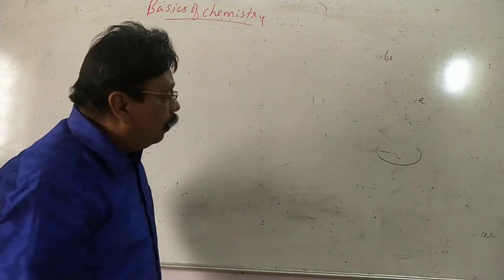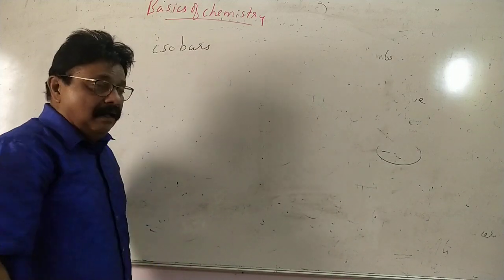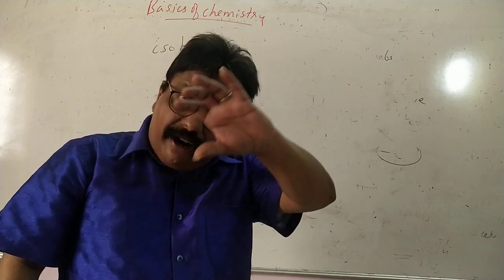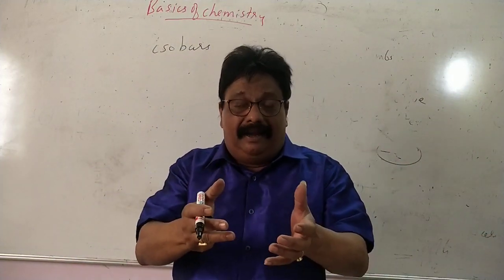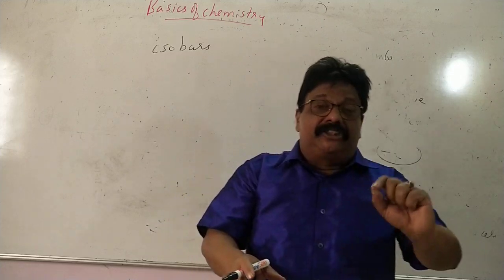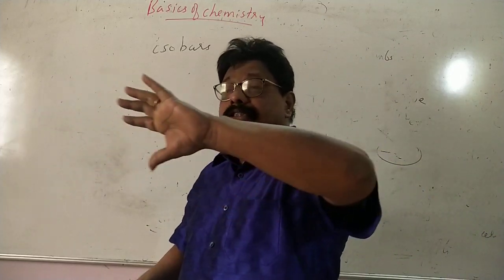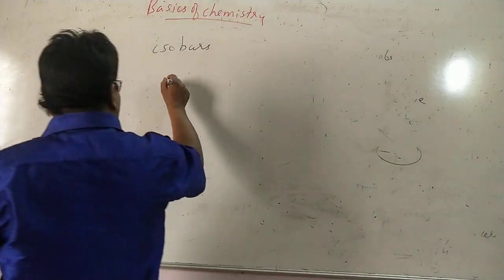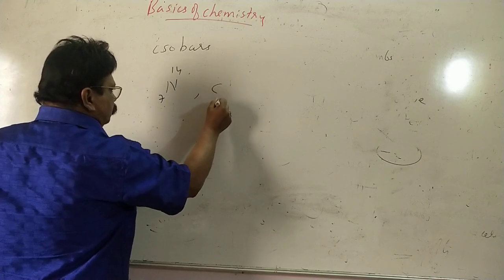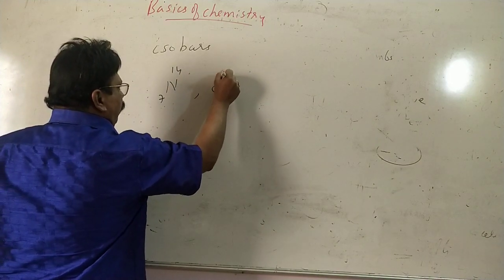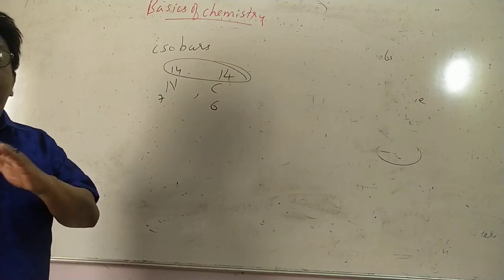Now we are coming to isobars. Atoms of different elements. Different elements means the atomic number will be different, but the mass number will be the same. If I am taking nitrogen 14 and carbon 6, 14, see, the mass numbers of both are the same.